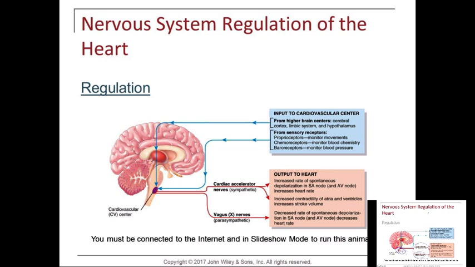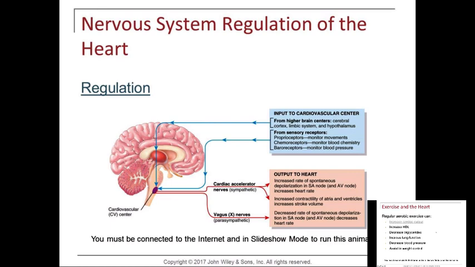Remember the cranial nerves 8, 9, 10, 11, and 12 are located there. The nuclei for those lie there. The input to the cardiovascular center comes from the higher brain centers: the cerebral cortex, the limbic system, and the hypothalamus. There are sensory receptors: proprioceptors that monitor movement, chemoreceptors that monitor the blood chemistry, and baroreceptors that monitor the blood pressure, especially in the carotid sinus. There are baroreceptors there.